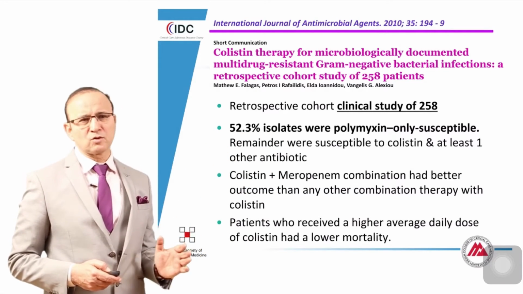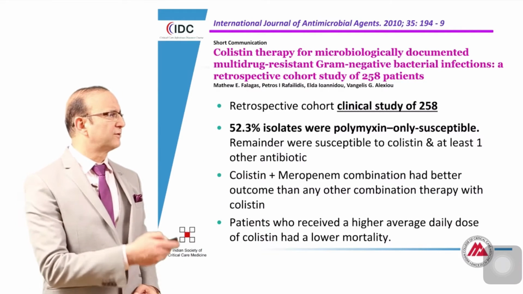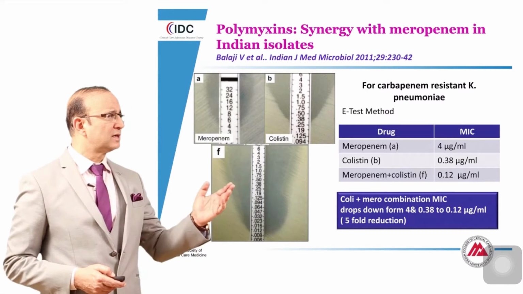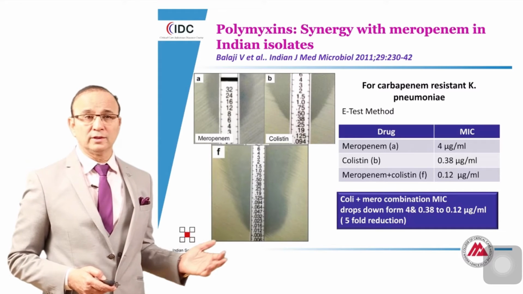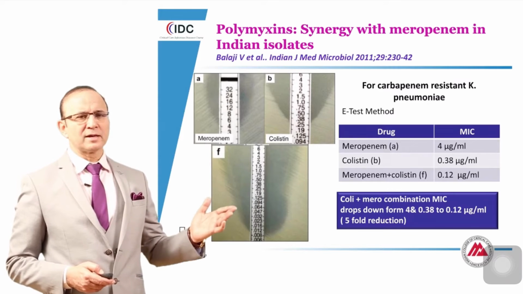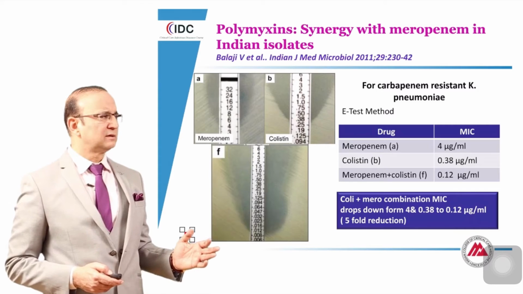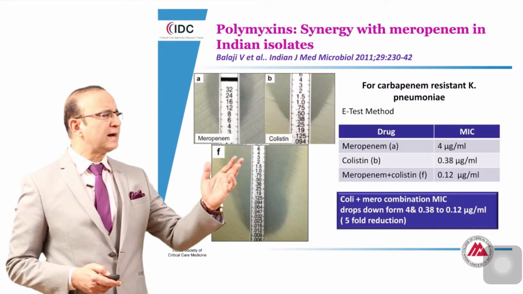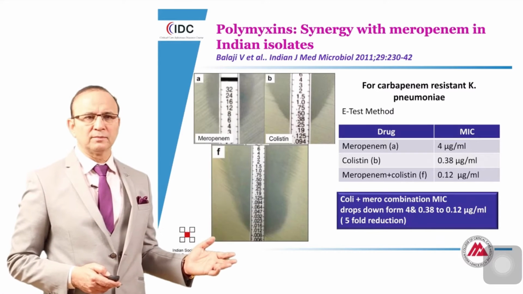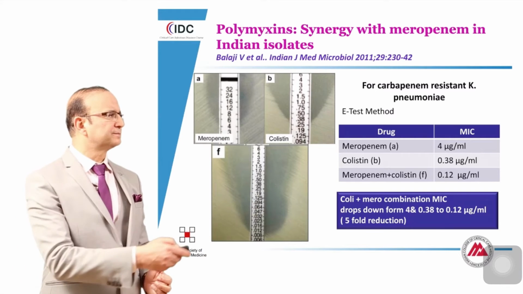So colistin with meropenem is considered one of the most important combinations in treating these infections. There was a study published by Balaji from India, where they not only reviewed all the studies, they also showed that the MIC of meropenem was 4 microgram per ml, colistin had 0.38 microgram per ml, but when you combine, the MIC dropped to 0.12 microgram per ml. So it shows there was a synergy with the meropenem and the colistin.